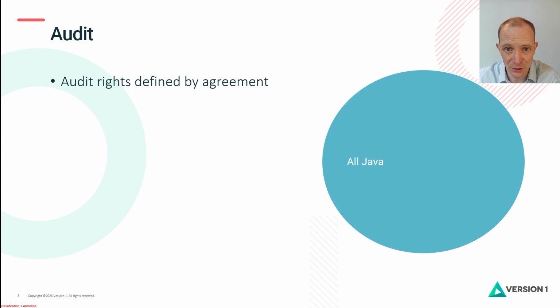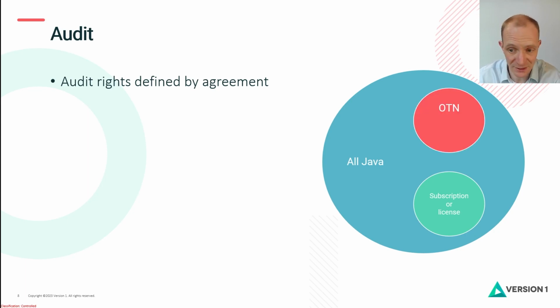If you consider your whole Java estate like this, obviously there'll be some non-Oracle Java in that estate. You'll have some Java which may be covered by an existing license or subscription if you've bought one previously. You may have some of the newer versions, the latest Java 8 updates from April 2019 onwards, up to Java 17. These are covered by what's called the OTN Java License Agreement.